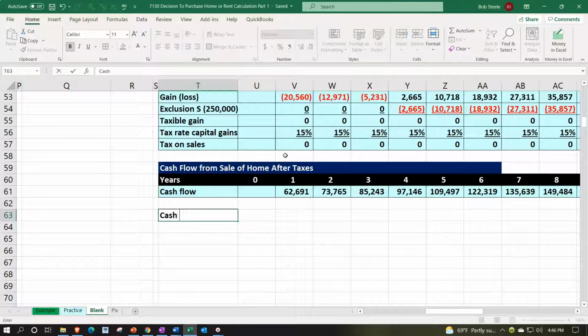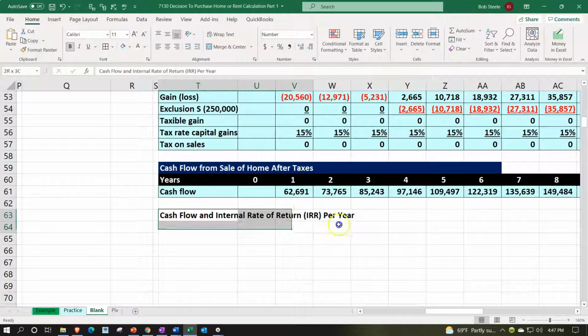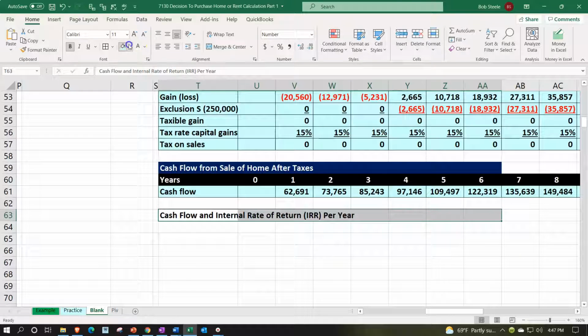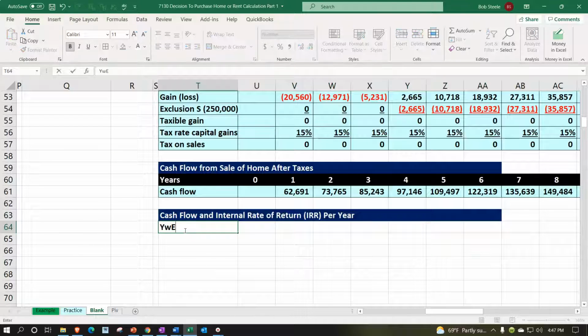So let's label it cash flow and internal rate of return. We're going to say that's the IRR calculation per year, the IRR per year. Let's pick that up as our header. Make this dark blue again, as has been our custom, blue and white. Then we'll put our years down here.